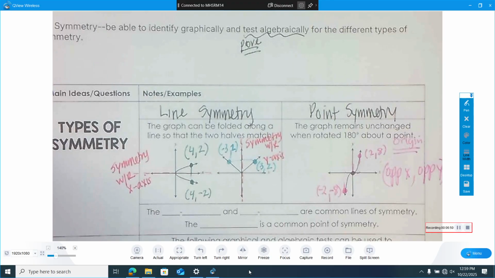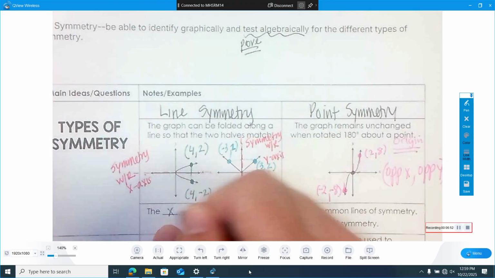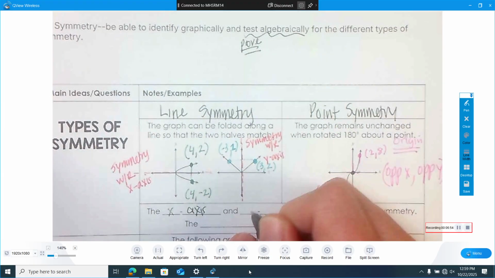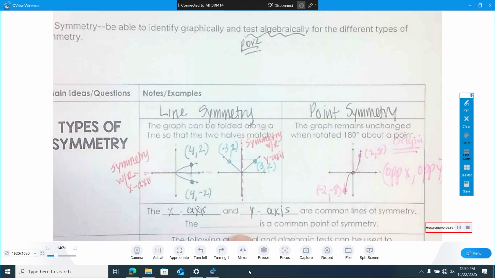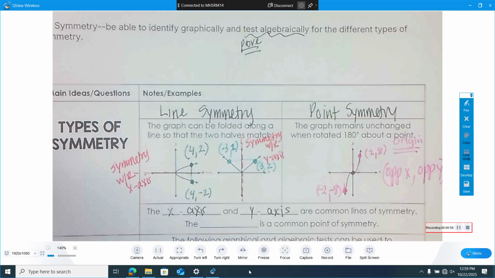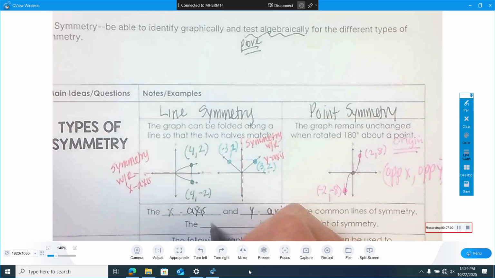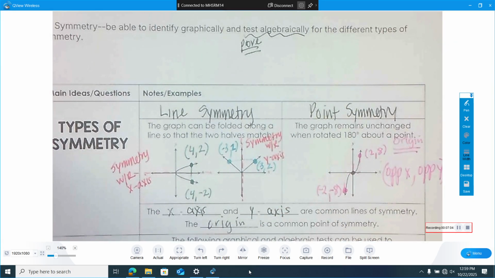So the x-axis and the y-axis are common lines of symmetry, and the origin is a common point of symmetry. And we can use symmetry to help us graph. Now, I will say we have graphing calculators, which can be extremely helpful here.